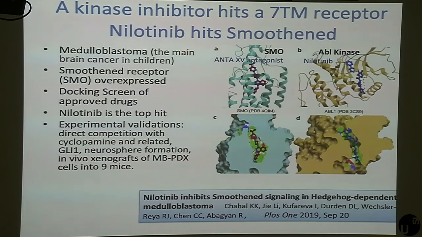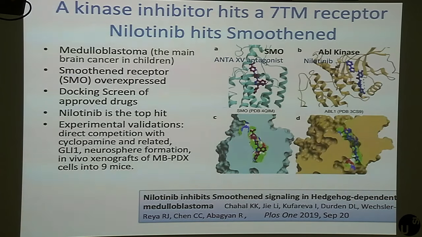And now we published this paper on September 20th, just a few days ago: nilotinib inhibits smoothened signaling in hedgehog-dependent medulloblastoma. The pocket, so this is a different receptor, a 7TM receptor. And nilotinib is the one which hits primarily ABL1, at least initially. It was developed as a replacement for imatinib, which is Gleevec.